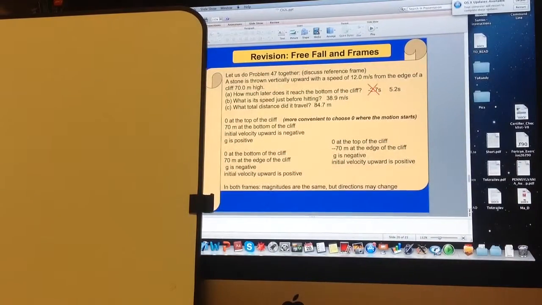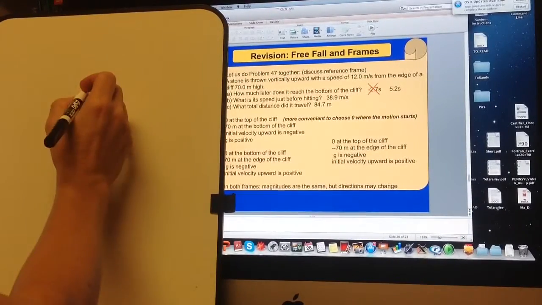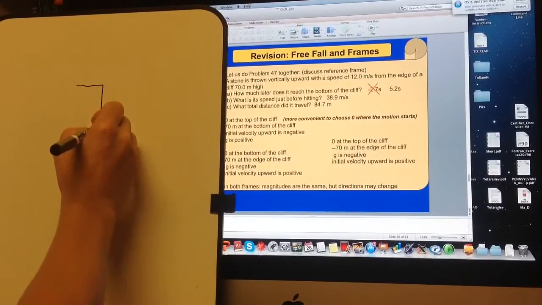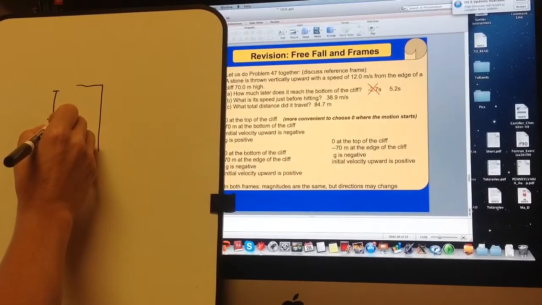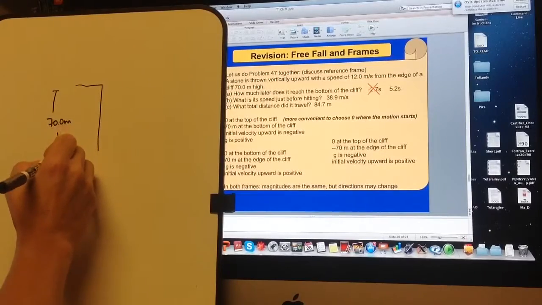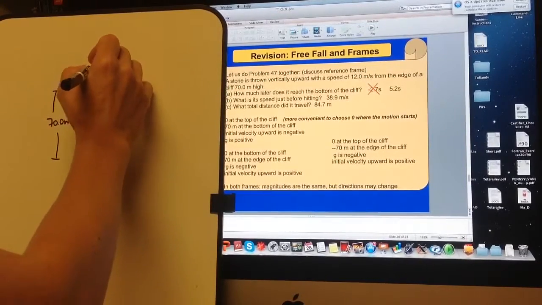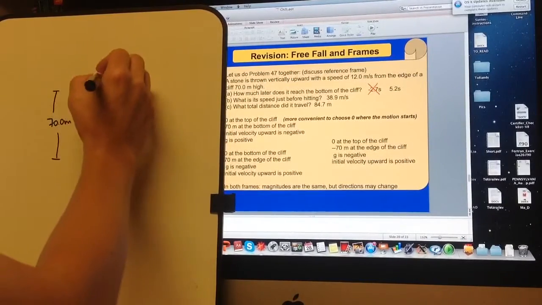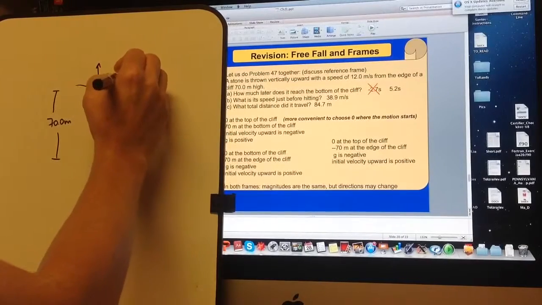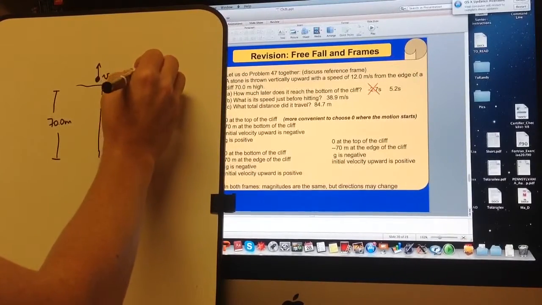Alright, so let's write this down. Let's make our drawings. As usual, it's always helpful. And so here we are at the top of the hill. This hill is 70 meters high. We are throwing a ball up, with a certain initial speed. The initial speed is 12 meters per second.